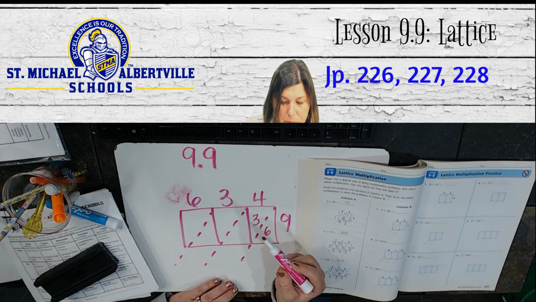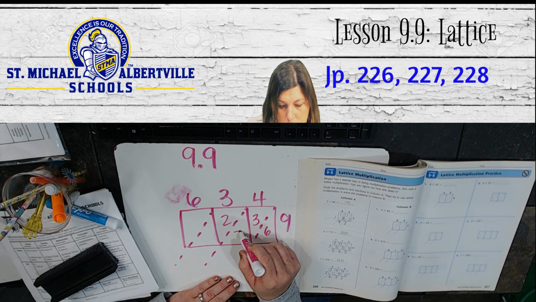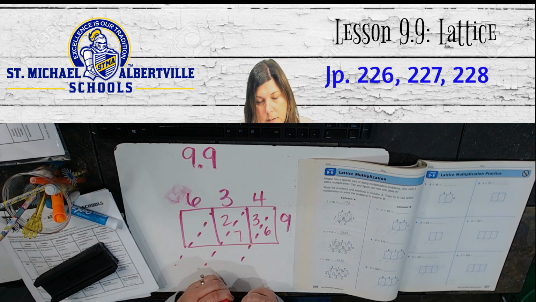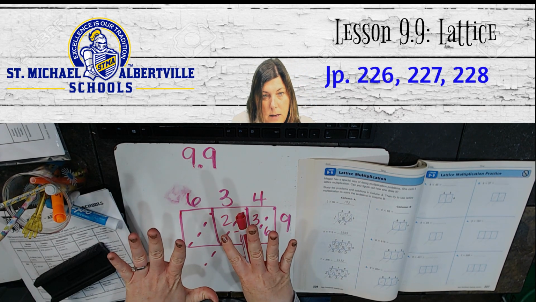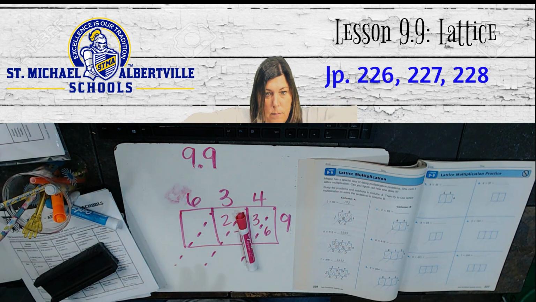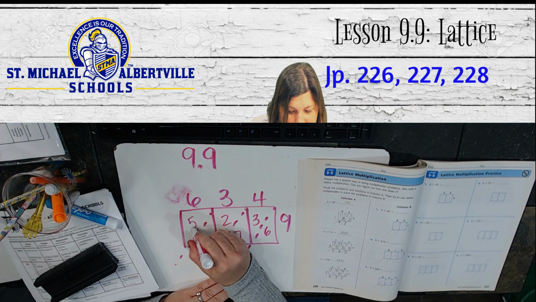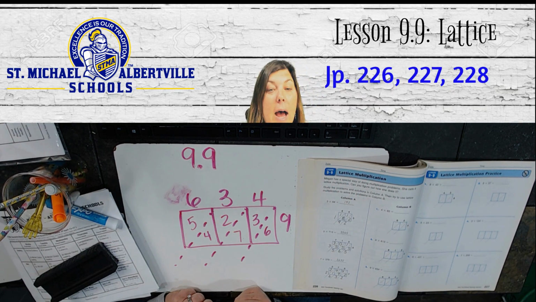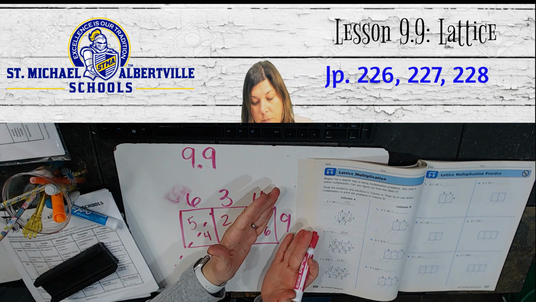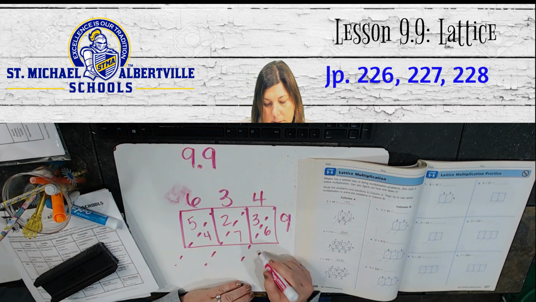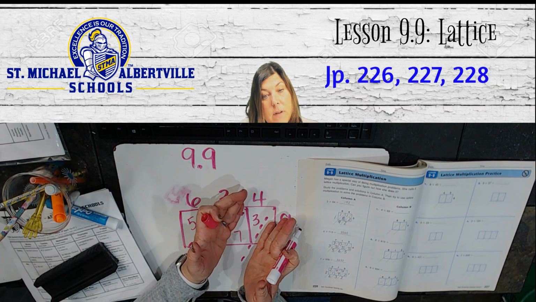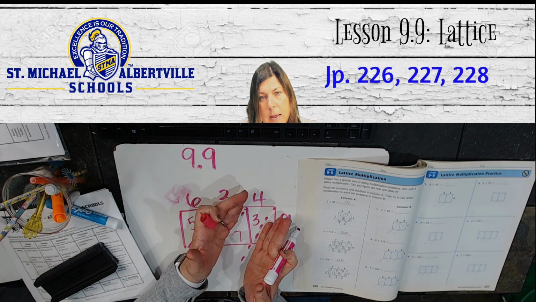27. 6 times 9. 5, 6. 54. Okay, add up your diagonal roads now. Here, I get 6. 7 plus 3, 7, 8, 9, 10.